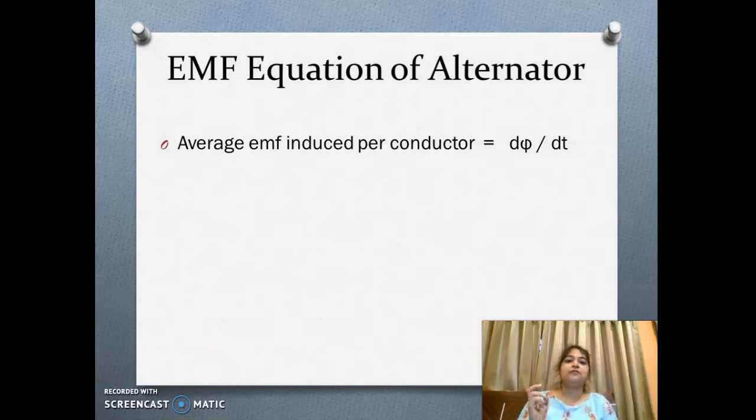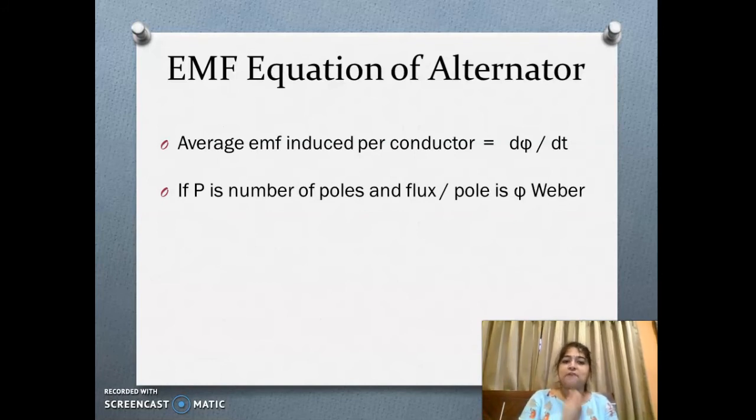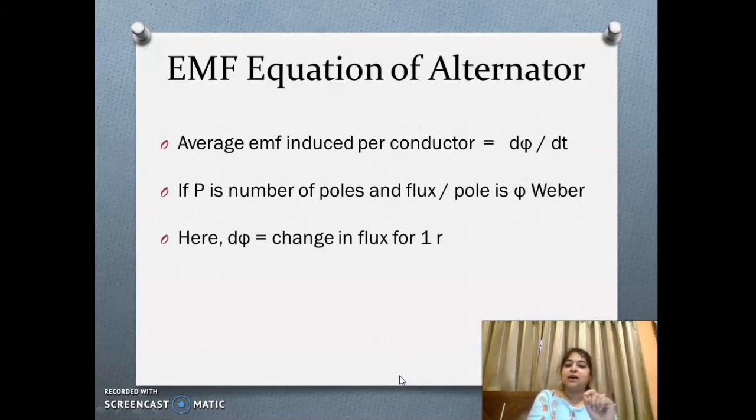So there are a number of poles, and each pole is giving phi Weber of flux. If P is the number of poles and the flux produced per pole is phi Weber, the total flux any conductor will be facing is phi into P. Okay. Now phi P is the change in the flux, which is taking place in how much time? In one revolution.